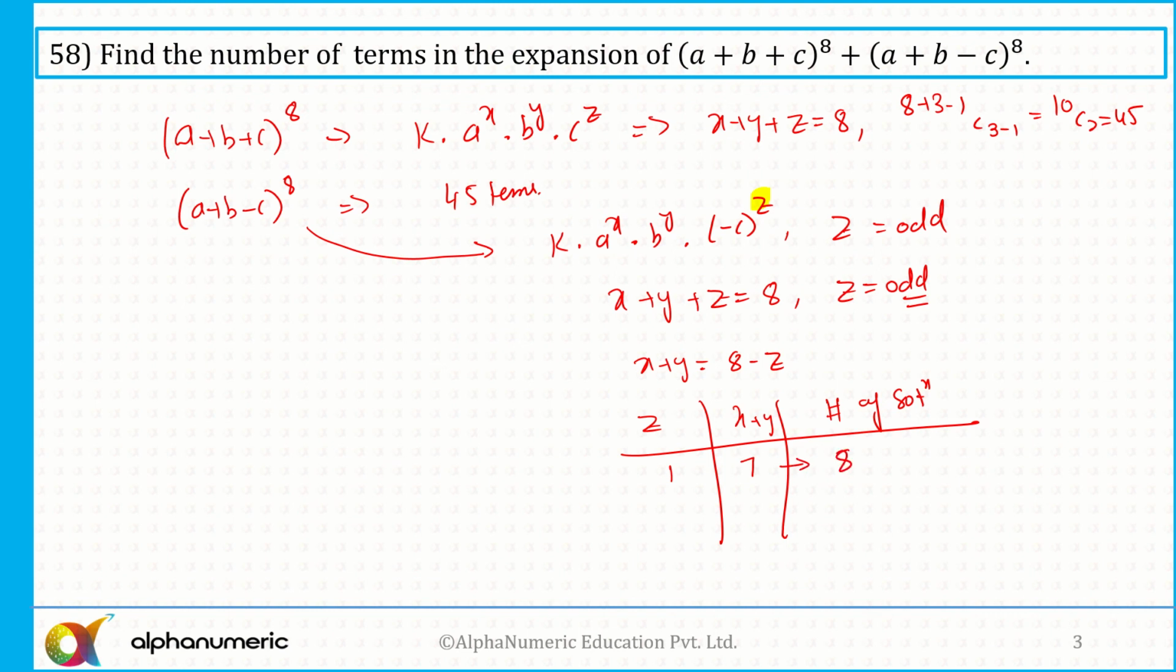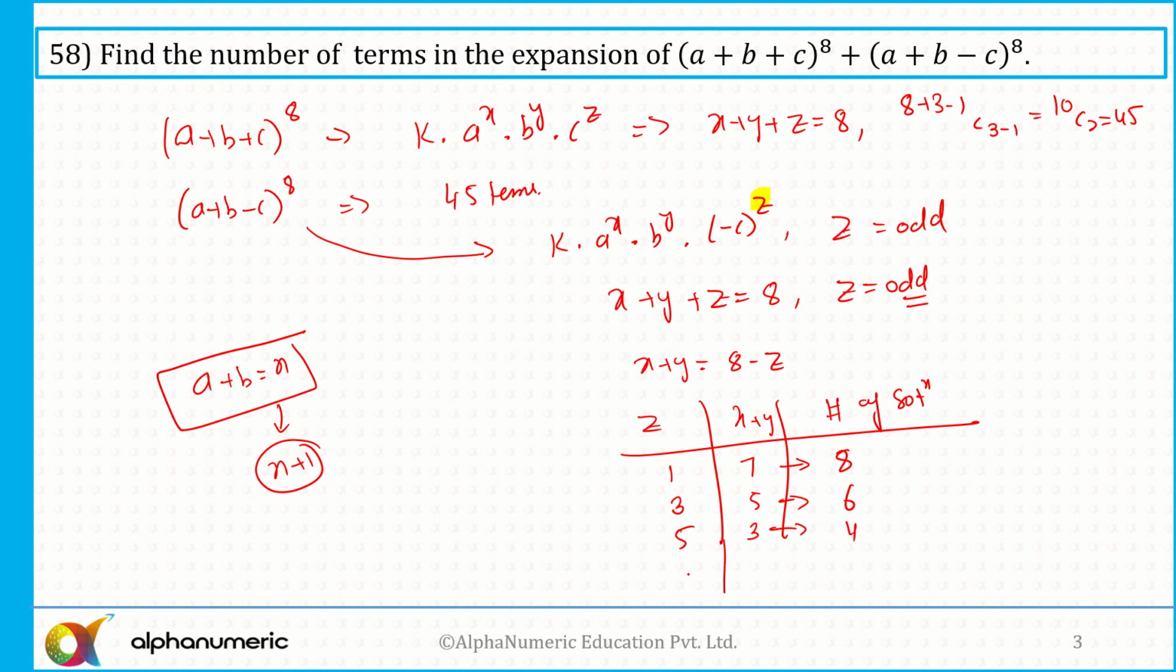That is the sum of two variables, like we have discussed in the previous question: if a + b is equal to n, then the total number of non-negative integral solutions is always n + 1. If z is 3, then x + y is equal to 5, so there are 6 solutions. When z is 5, x + y equals 3, I will get 4 solutions, and the maximum possible value of z is 7, then x + y equals 1 and I will get 2 solutions. So the terms here are 2 + 4 + 6 + 8, that is 20 terms. So, 20 terms are negative.